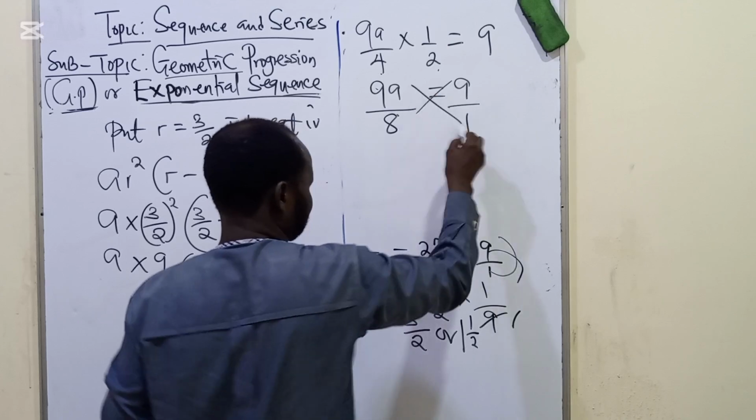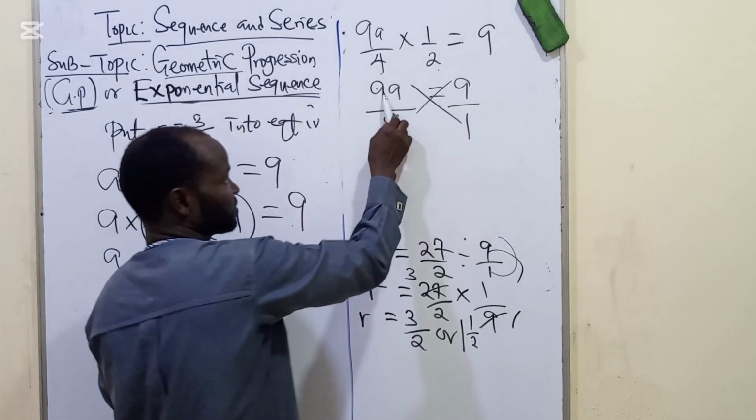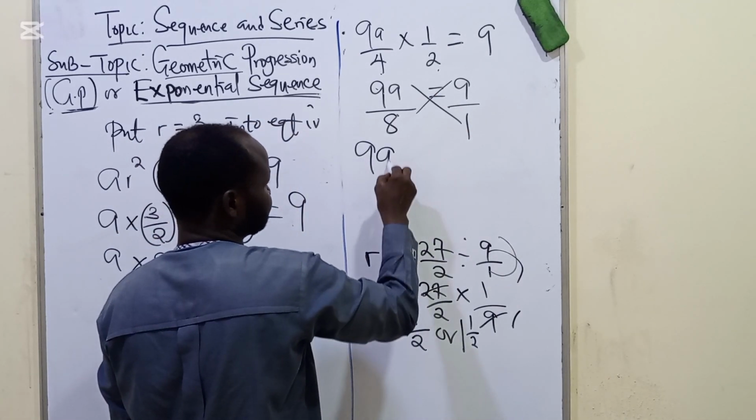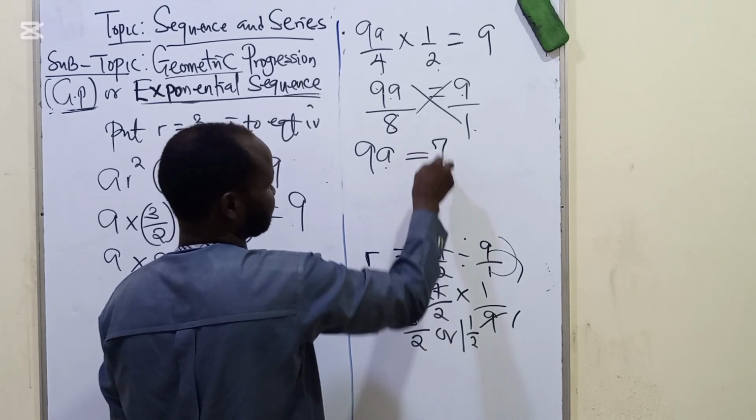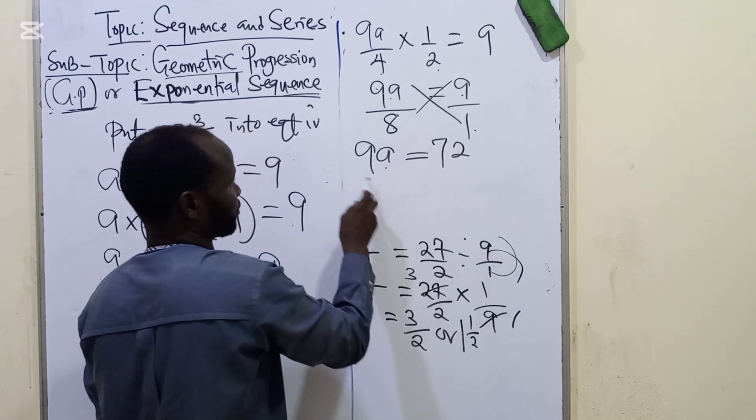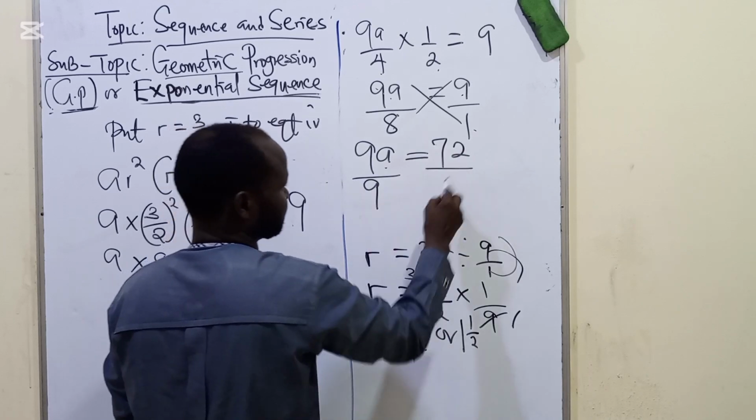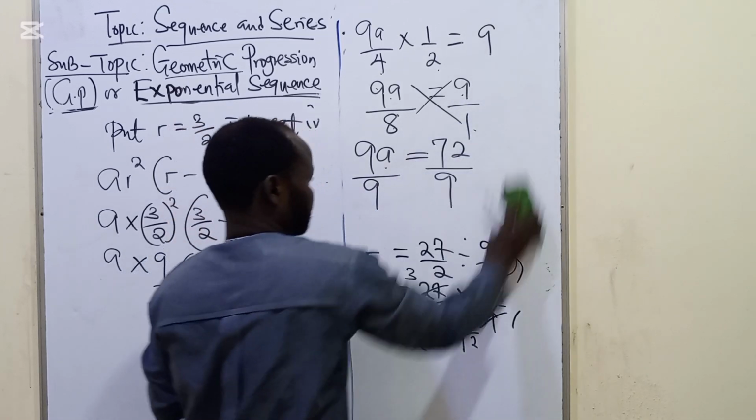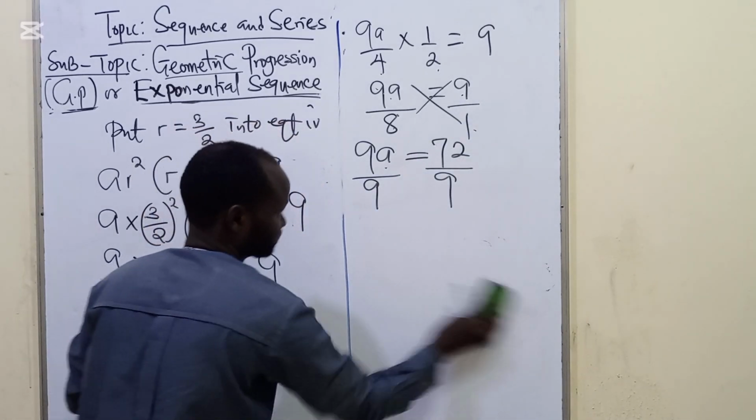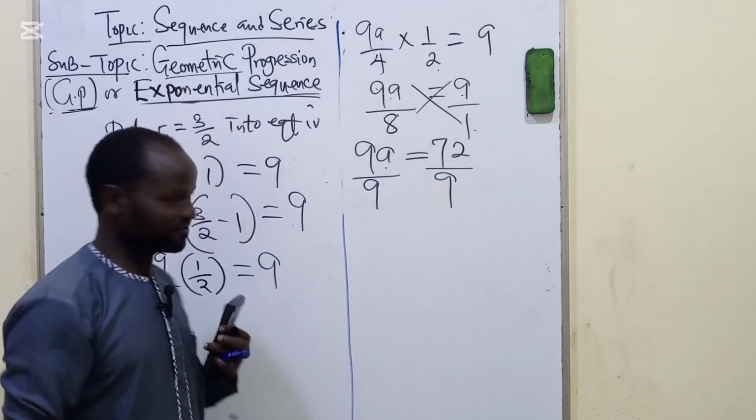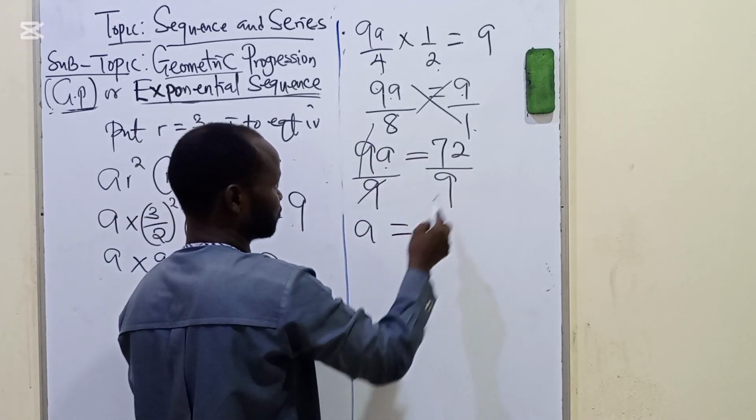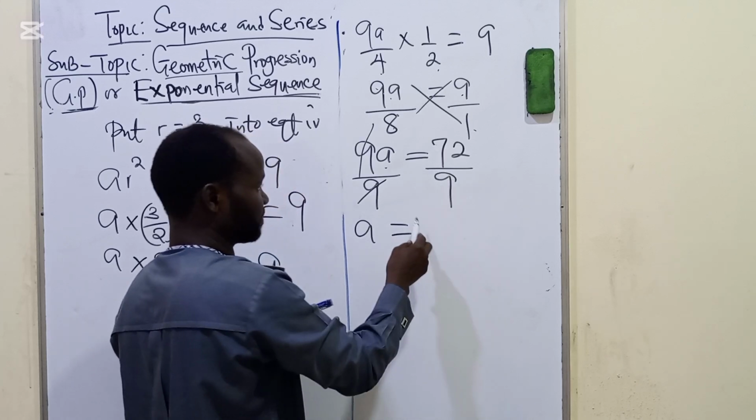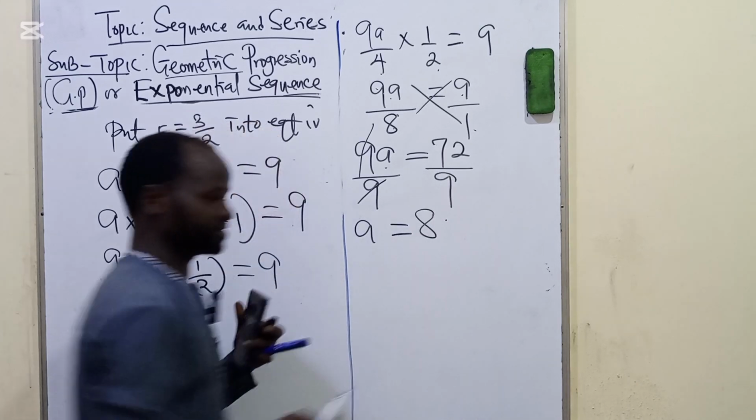We can cross multiply at this point. 1 times 9, that is 9A. 1 times 9A is 9A, will be equal to 8 times 9, that is 72. So we can divide both sides by 9. I hope we are together. Very important. 9 divided by 9, we're left with A now will be equal to 72 divided by 9, of course, would be 8.